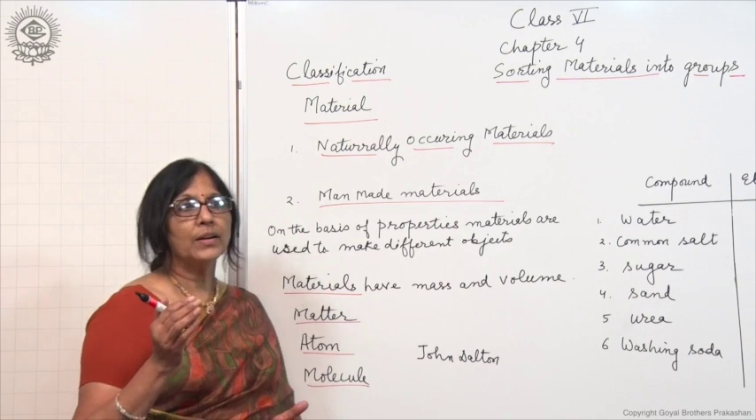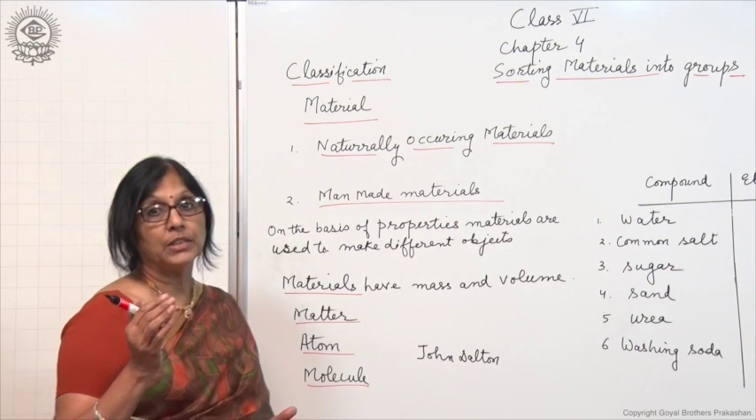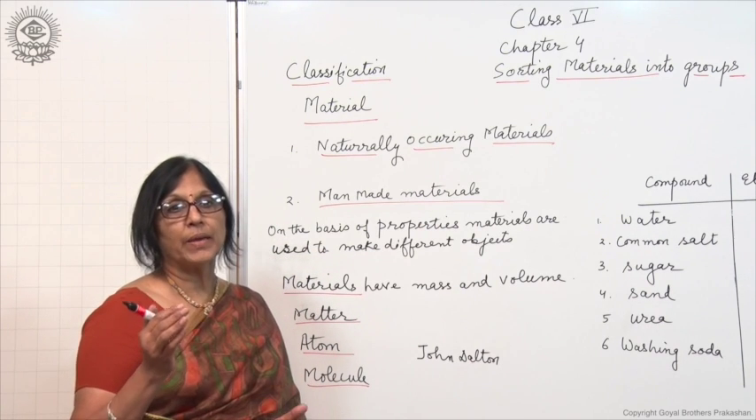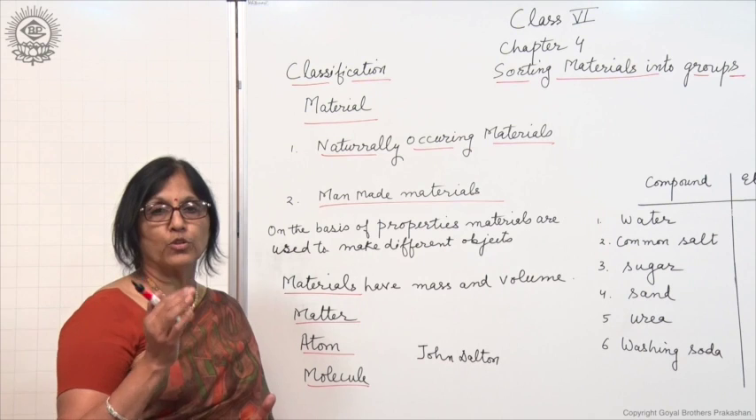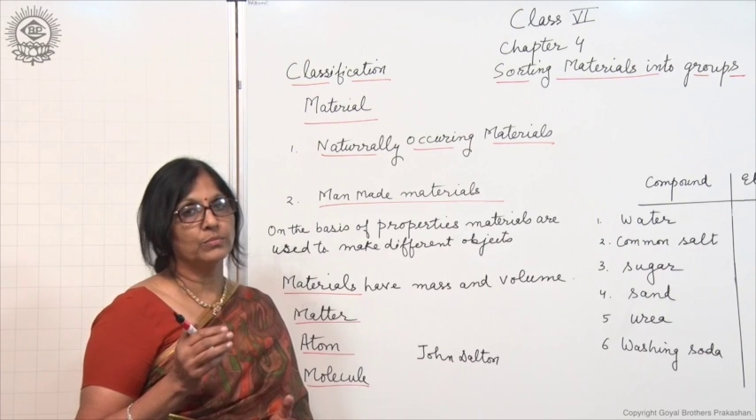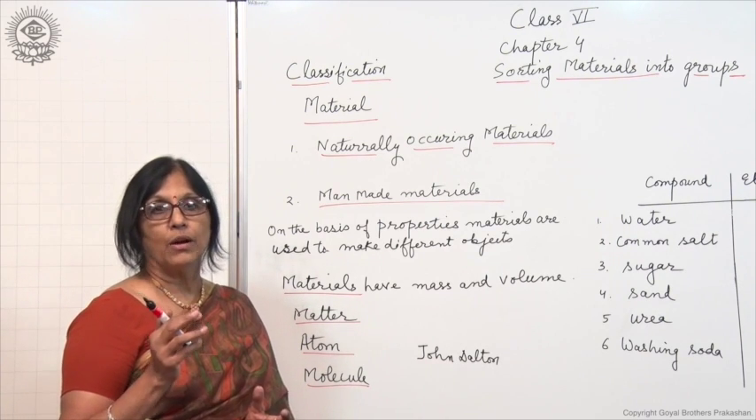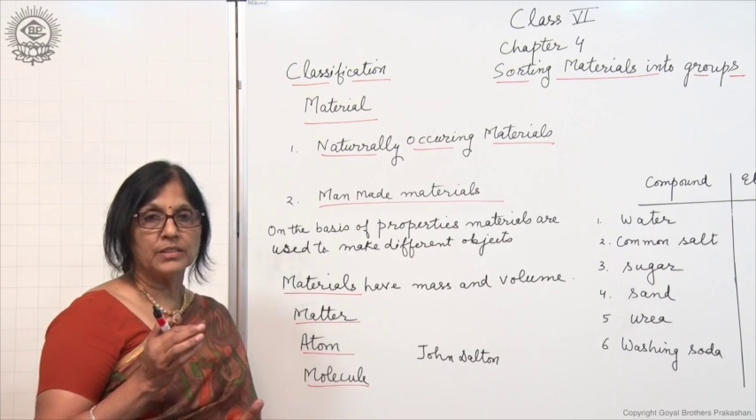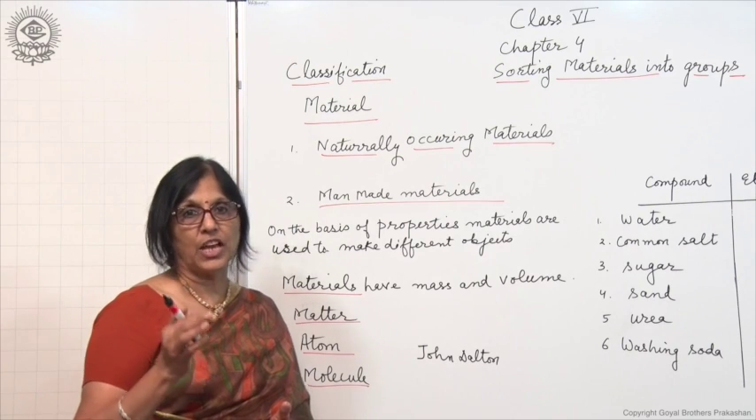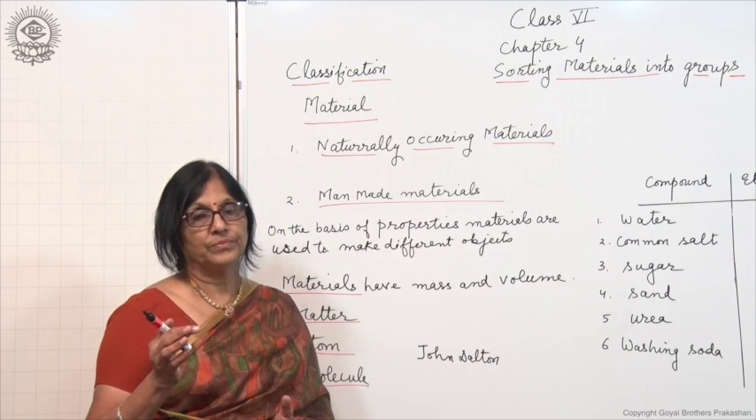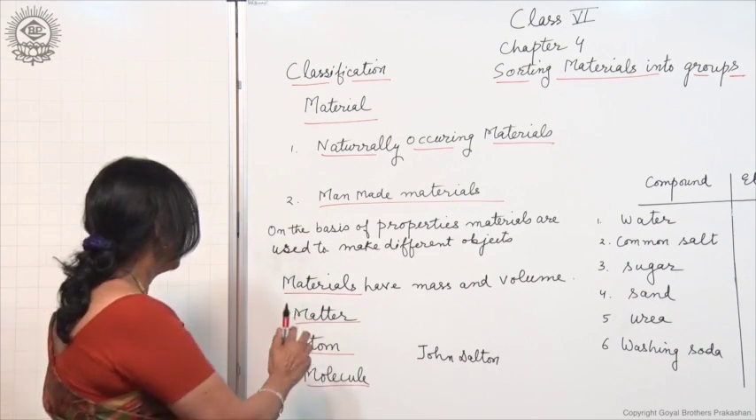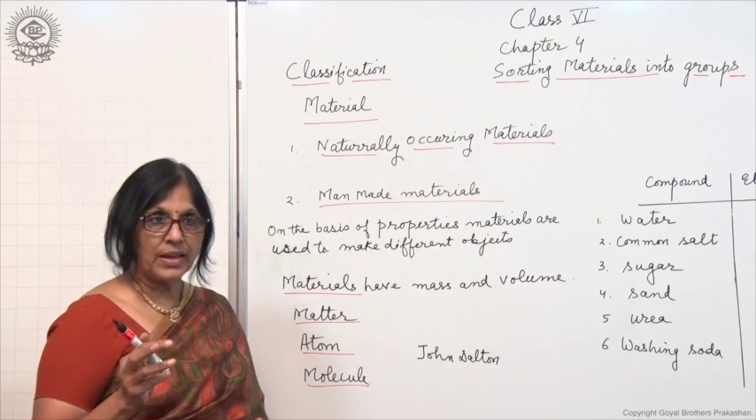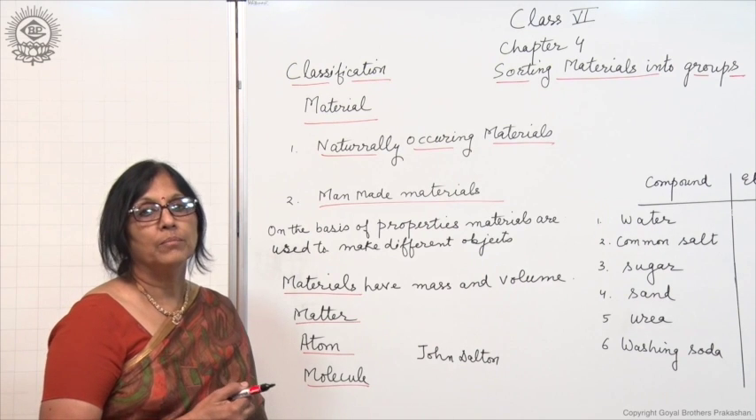Now, what are the common properties of materials? The material occupies space. The space occupied by the material is called volume. So, all materials occupy space, all materials have volume, and all materials have mass, which can be measured with the help of a balance. And now we can understand what is matter. Anything that occupies space and has mass is called matter.